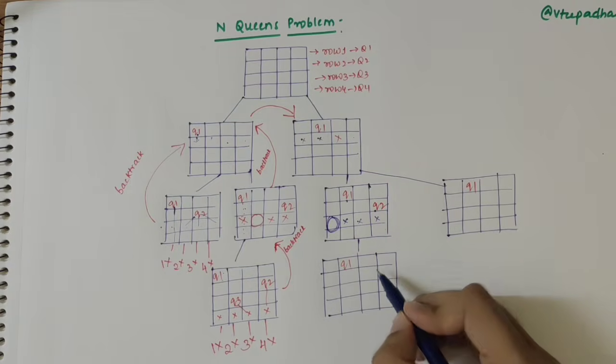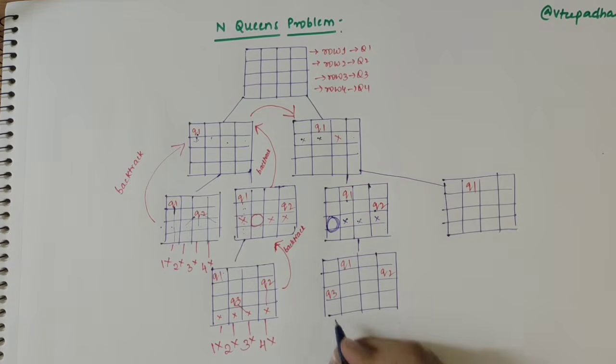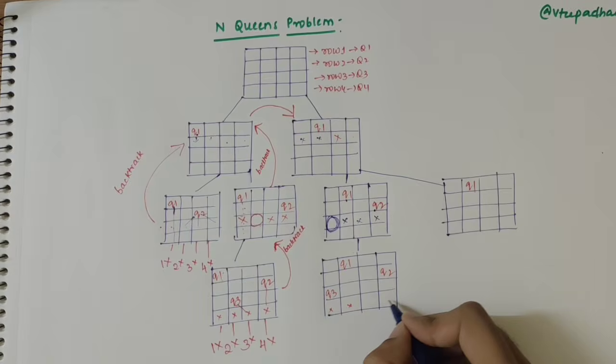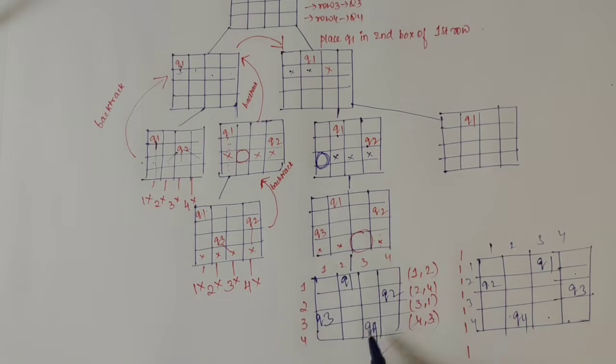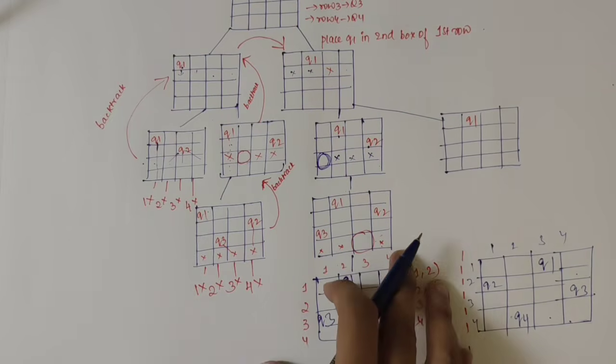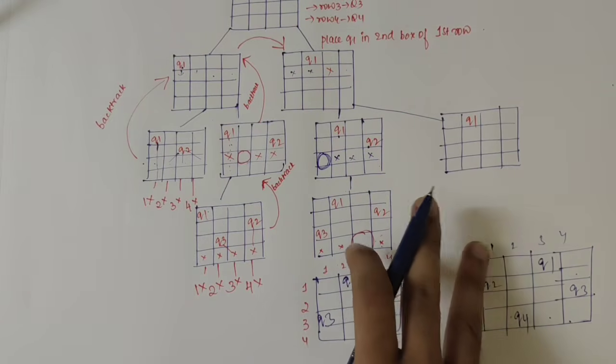So Q1 was here, Q2 was here, Q3 was here. Now Q4 cannot be placed here, nor here. So Q4 can be placed here. If I place Q4 in this position, I get Q1 here, Q2 here, Q3 here, and Q4 here. So this is one possible way of placing all 4 queens in a 4x4 matrix.